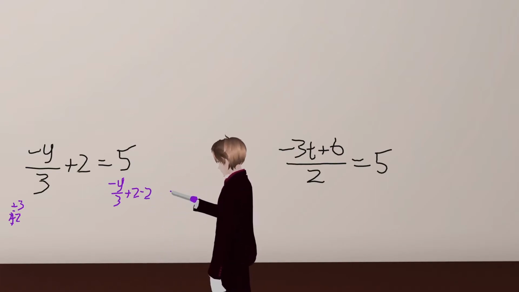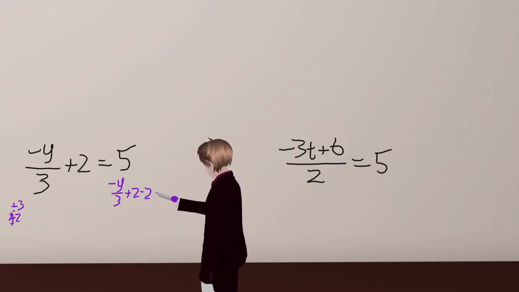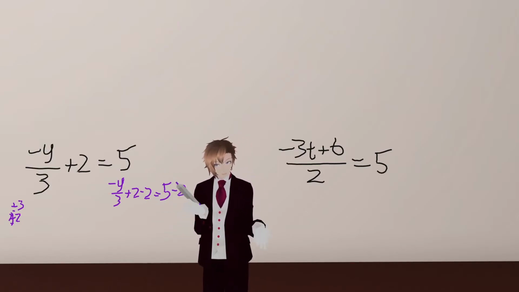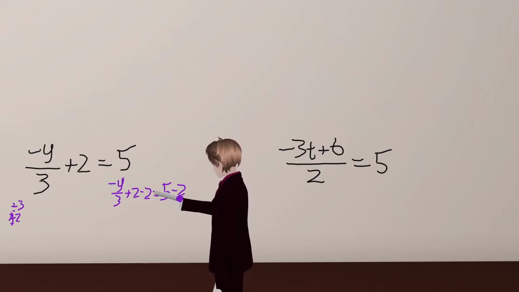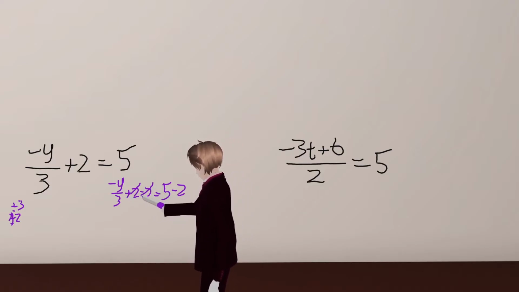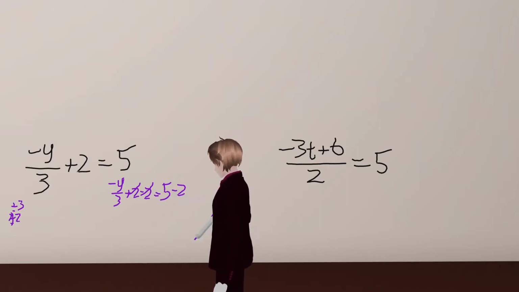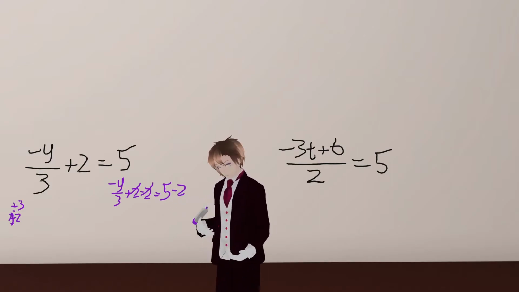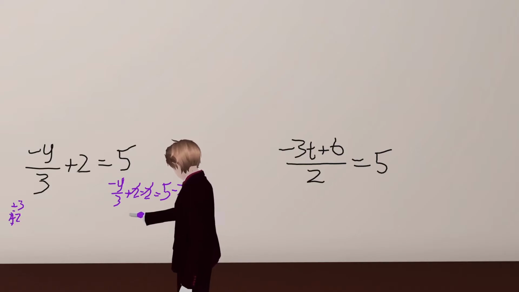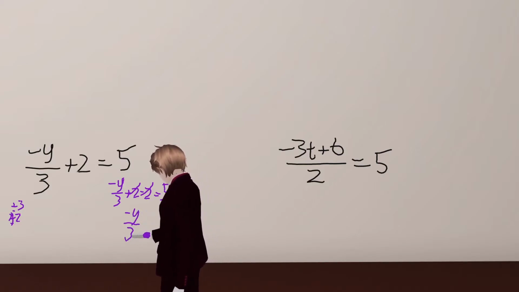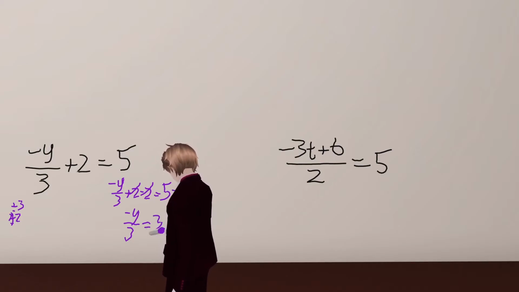and over here we have 5, and we are also going to take away 2 from this side. What we do to one side, we do to the other. We always want it to be balanced. So these 2 are going to go away because they become 0, and 5 take away 2 is 3. So we end up with negative y divided by 3 equals 3.